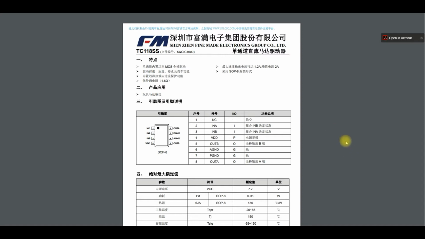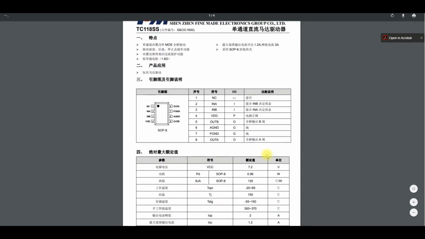So what we're looking at today is the TC118SS, and that is coming from Shenzhen Fine Made Electronics Group Company Limited. As you can probably guess, my Mandarin isn't fantastic, but doesn't really matter. We have a diagram here. So NC means no contact, that's the same whatever language you're looking at.